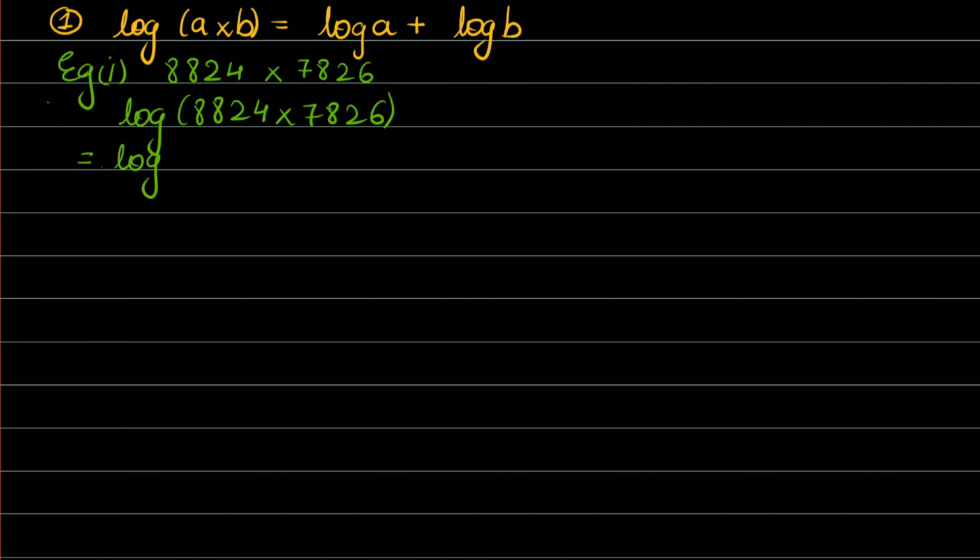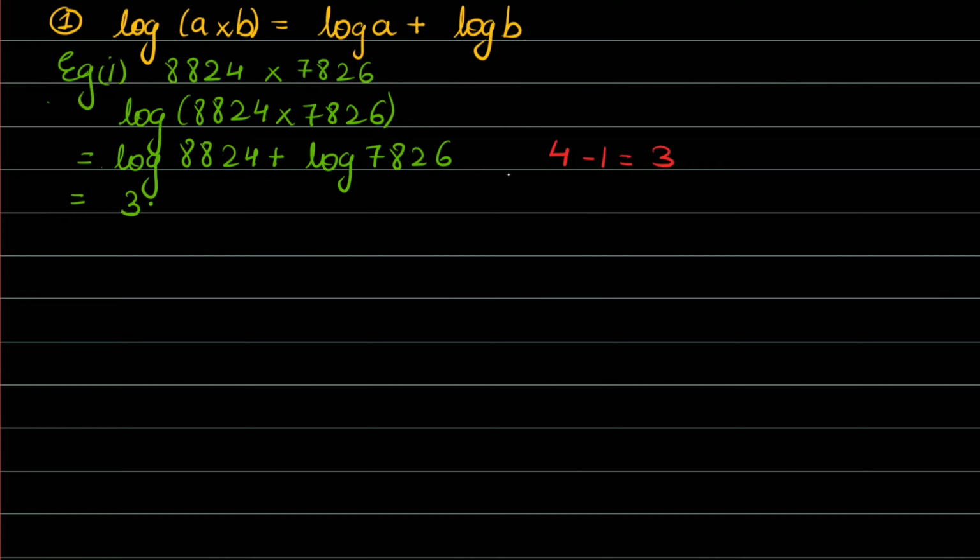So over here 8824 is our value of A. So log A, that is log 8824, plus log of 7826. Now see over here, in 8824 there are 4 digits, and in 7826 there are 4 digits. So for these 4 digits, we have to subtract 1. As there are 4 digits, we subtract 1 from 4 and we get 3. In the same way we are going to write this 3 over here.